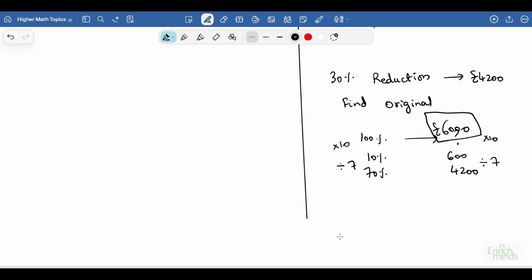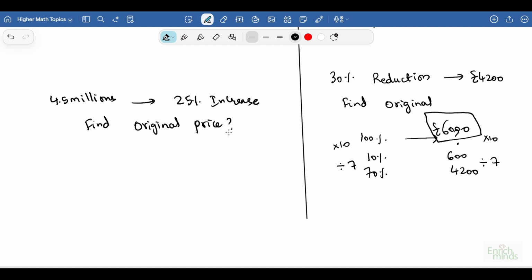Let's look at another example. Suppose there is this house which costs 4.5 million after an increase of maybe 25%. So after a 25% increase in its price, the house now costs 4.5 million. We have to find the original price or the old price of the house before the 25% increase. So what's the original price?